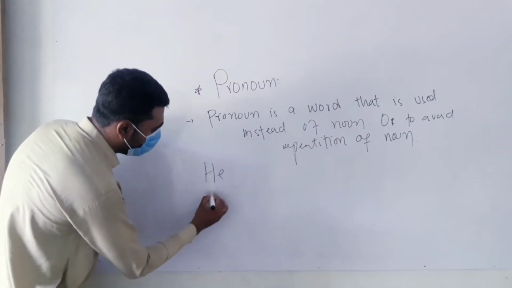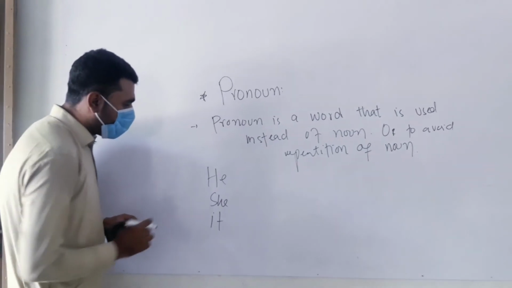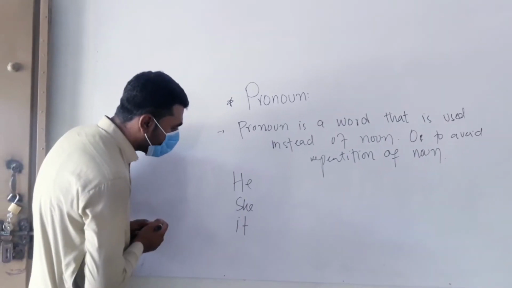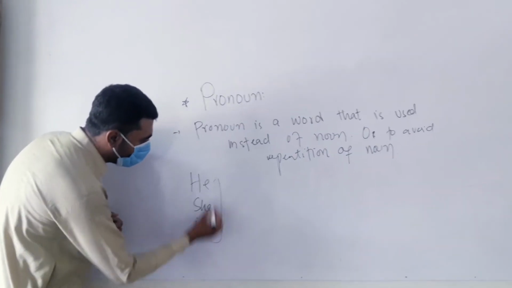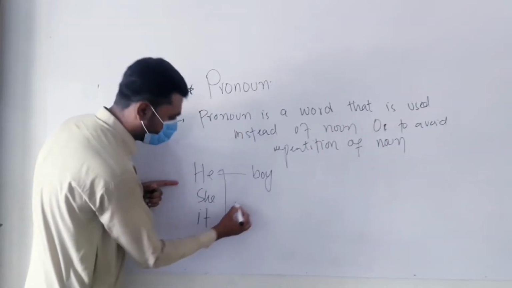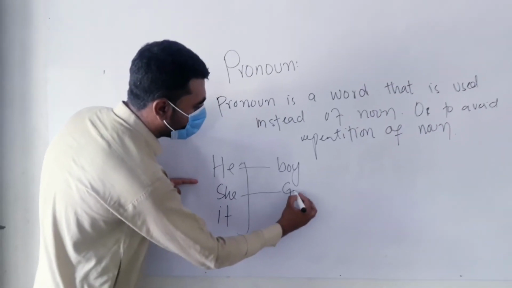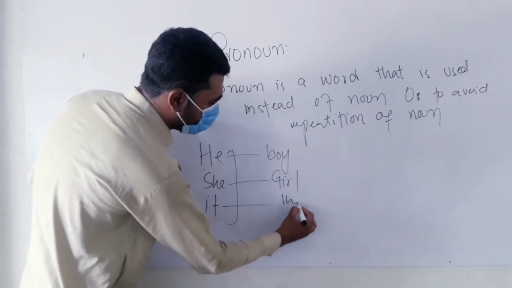He, she, it. Now with he, she, it, what do they actually mean? Here, he we use for a boy, she we use for a girl, and it we mostly use for things.